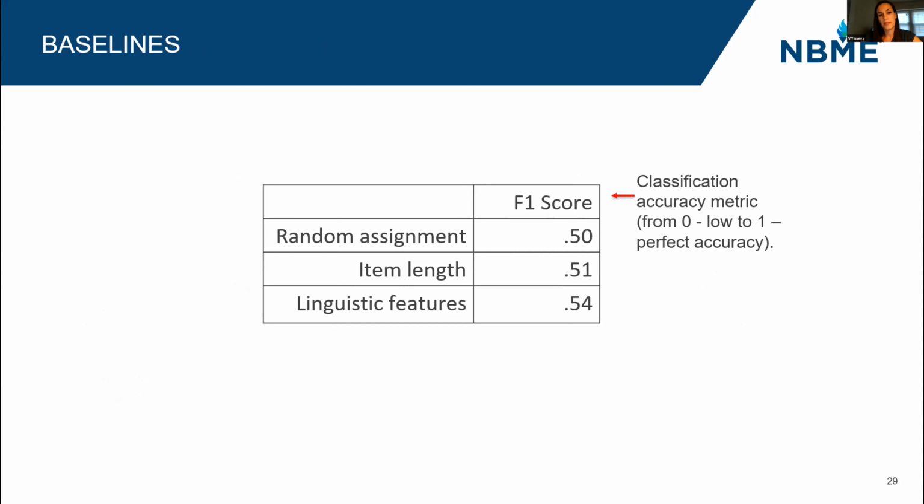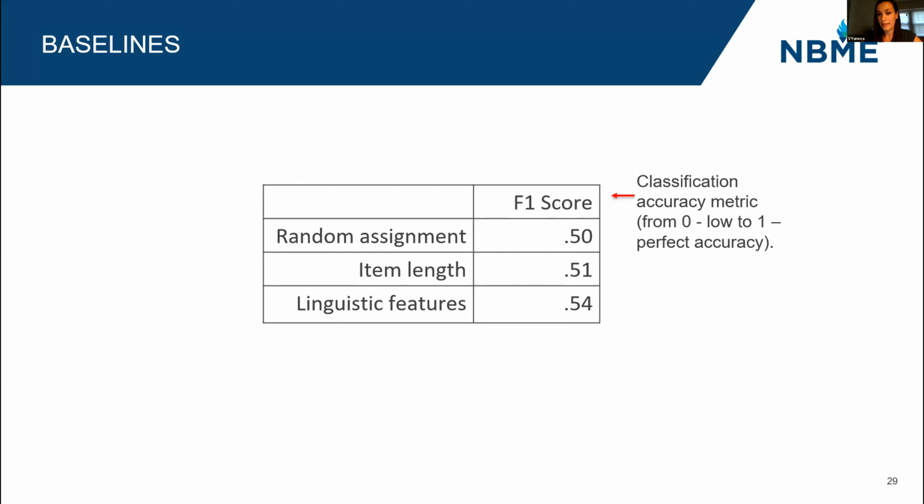And before I comment on the specific baselines, I would like to mention that our metric is the F1 score, a classification accuracy metric. It ranges from 0 to 1, with 1 indicating perfect accuracy. And it is essentially the harmonic mean between precision and recall, or sensitivity and specificity. You may have heard these terms, but essentially it takes into account metrics of true positives, true negatives, false positives, and false negatives.